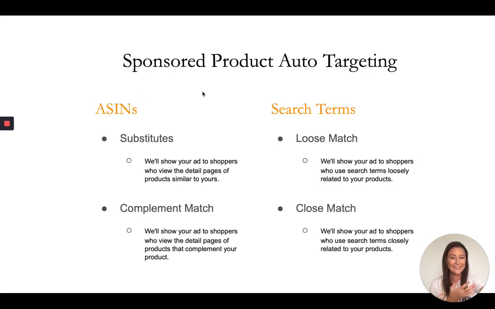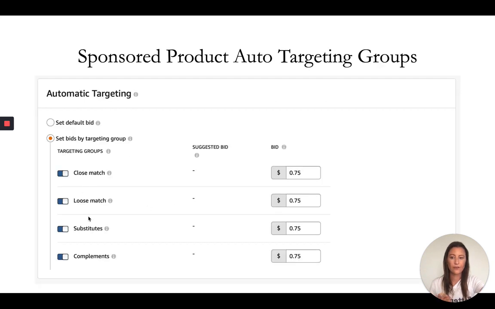We can see here. Substitutes and complements are basically where your ad is going to show up on the product detail page of a competitor. So if you're looking at a competitor's listing, you're going to see sponsored products related to this item. Under there, that is where your ad is going to show if substitutes and complements are turned on. So if you have these 2 turned on, that's where your ad's going to show.